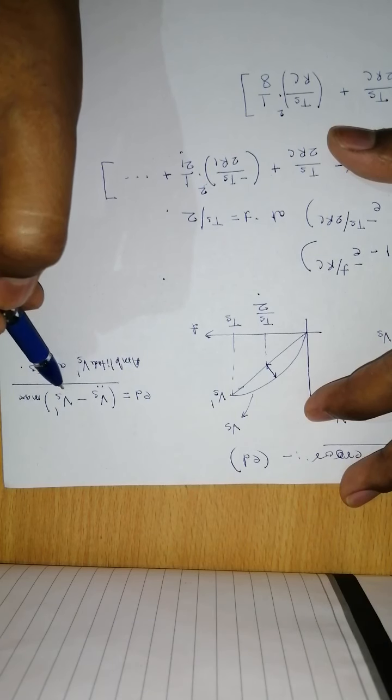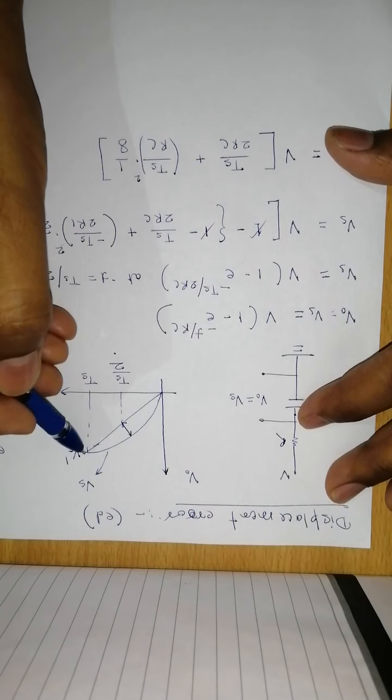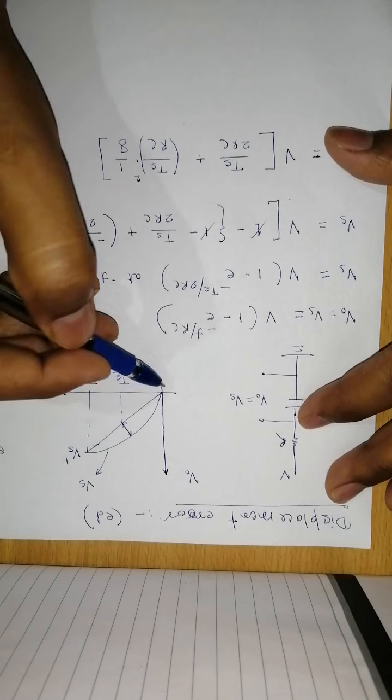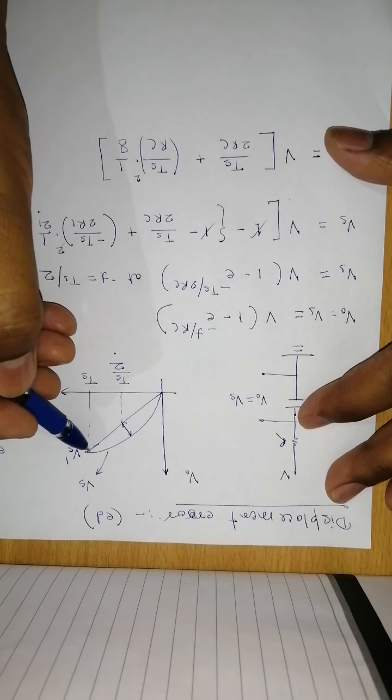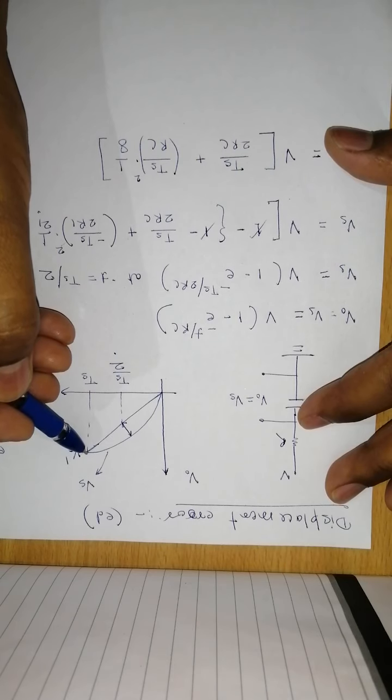Now what is that Vs dash? Vs dash is the original sweep, or the input, or the ideal or linear sweep, that we are giving as a reference or a ramp signal.